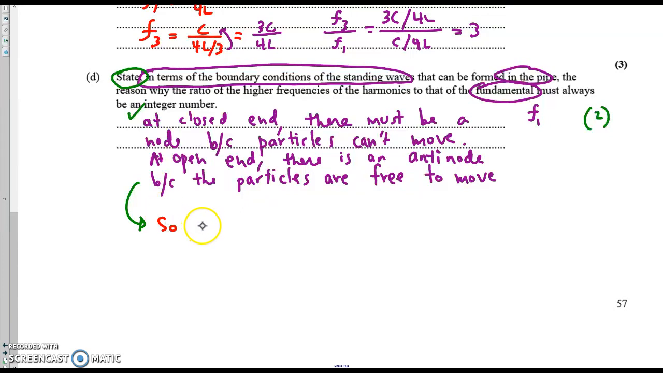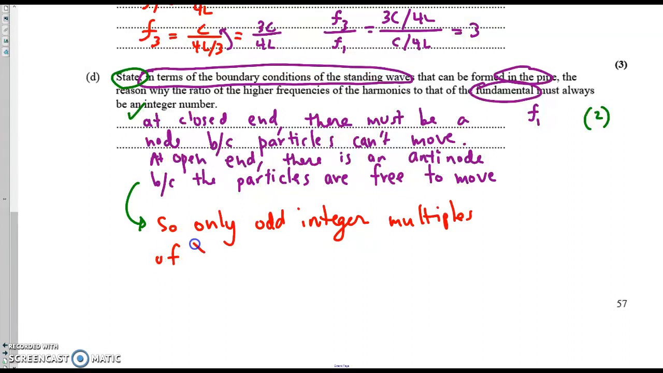so only odd integer multiples of lambda over 4 will fit, well, let's say will satisfy these boundary conditions. That's how we would do the full explanation. They didn't require the second part because we were only asked to state.